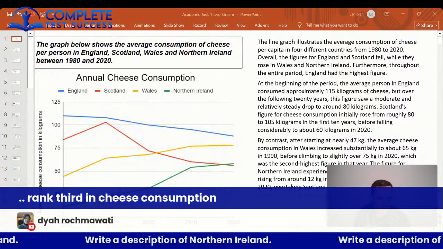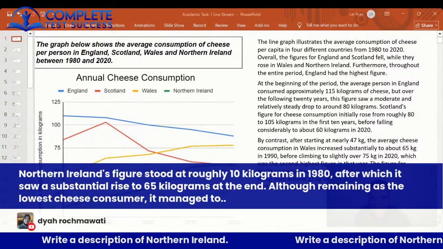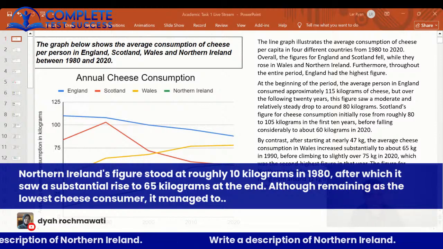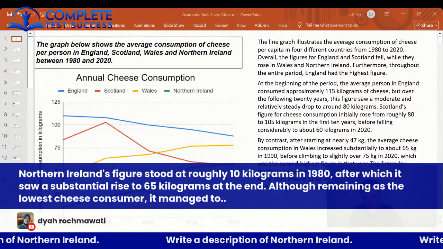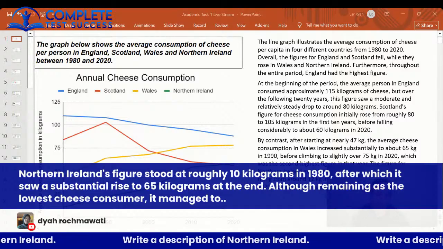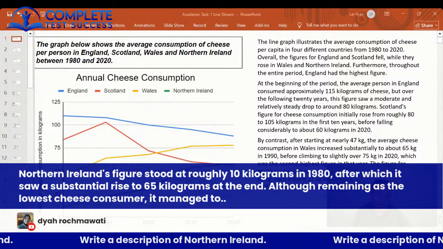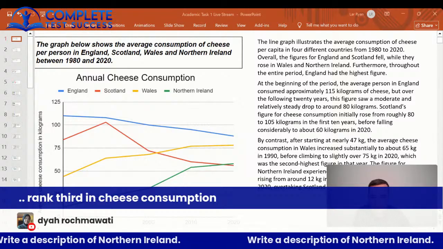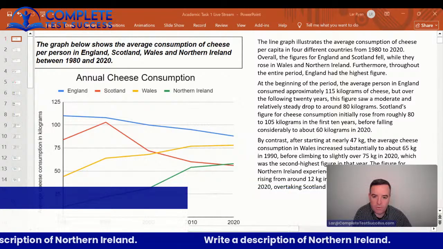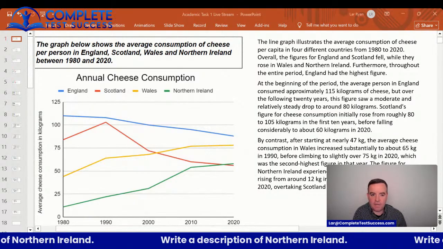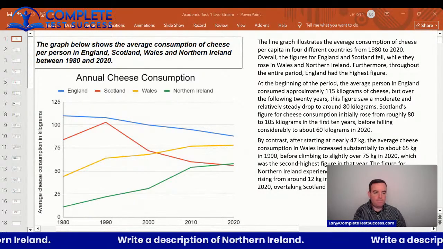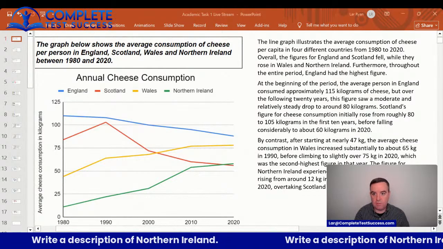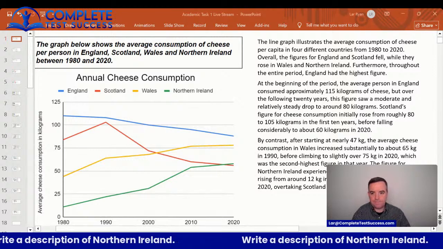No. Because you said it remained as the lowest, so that has to be the lowest. So you can't say it remained as the lowest and became the third lowest, because then you're saying it was the fourth lowest and the third lowest at the same time. So no. And then at this one here, you said ranked third in cheese consumption. Again, when are you talking about? So there are 5 years on the chart. Which one of those years are you discussing? So it was unclear, and you didn't say when. So it was unclear for more than one reason.